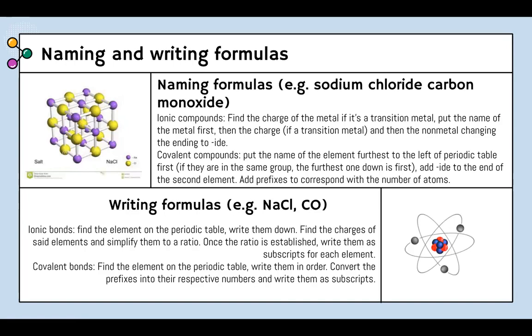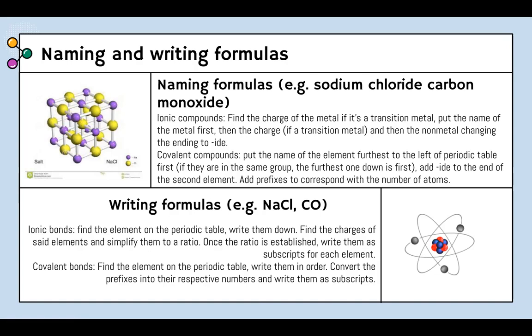So first off, we'll be going over naming formulas. These are names such as sodium chloride and carbon monoxide. So I'm sure all of you have heard of sodium chloride before. That is salt, pure regular table salt. And that is an example of an ionic compound, since sodium is a metal and chlorine is a nonmetal. So to name an ionic compound, first you want to find the charge of the metal.